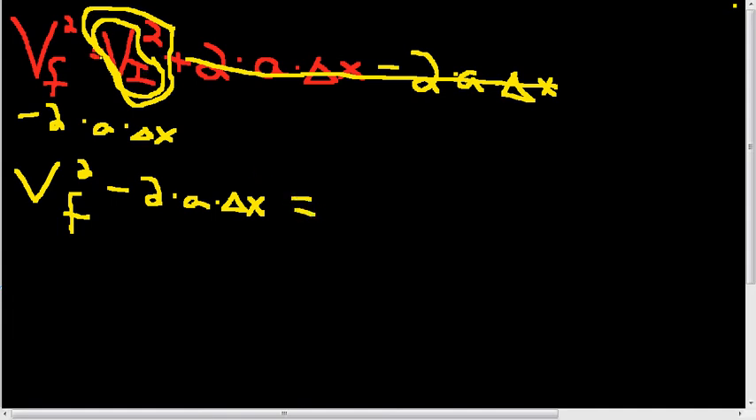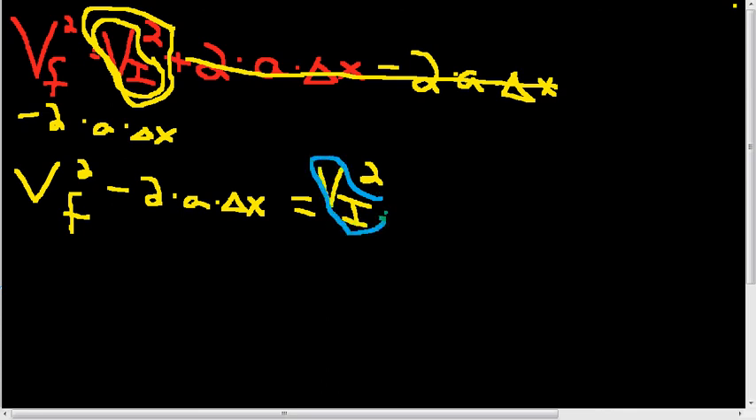Equals VI squared. Okay. Now, I said we want to solve this equation for VI, not VI squared.